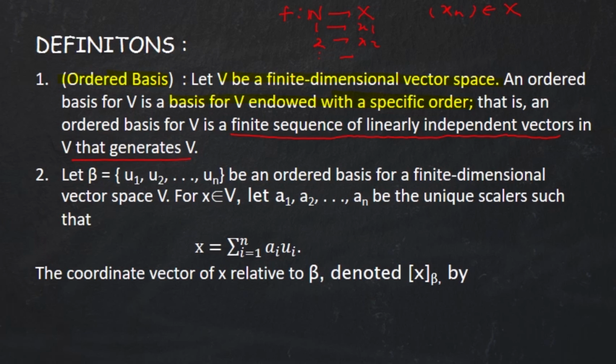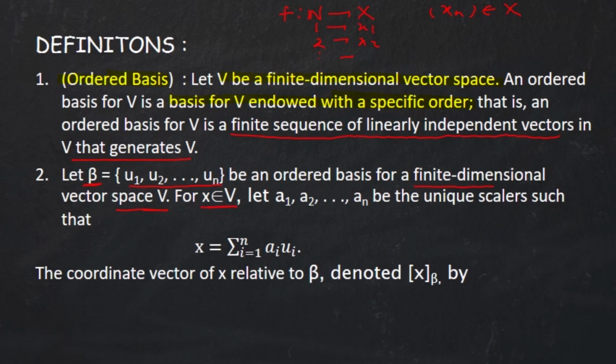Now an ordered basis for a finite dimensional vector space, let's say it is beta, so the vector space is V and beta consisting of u1, u2, up to un is an ordered basis. Because beta is a basis, you can represent any element in V as a linear combination of elements of beta, right?